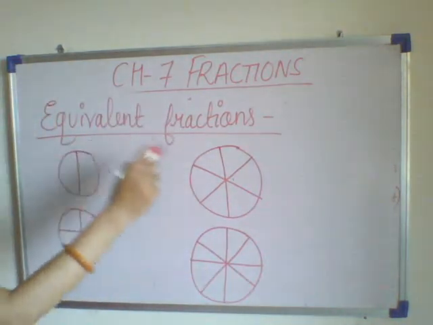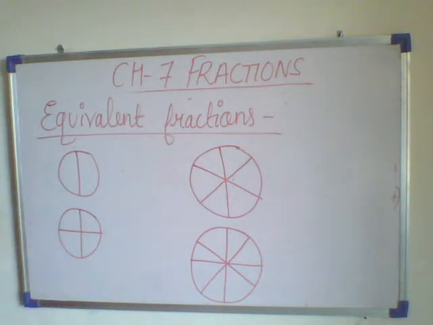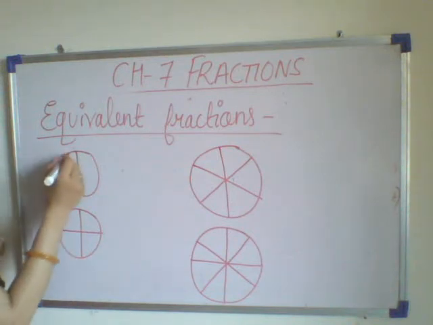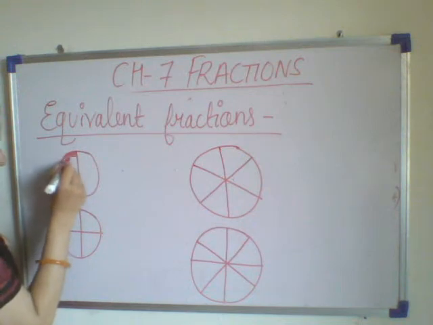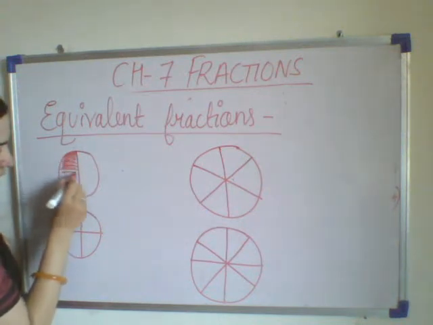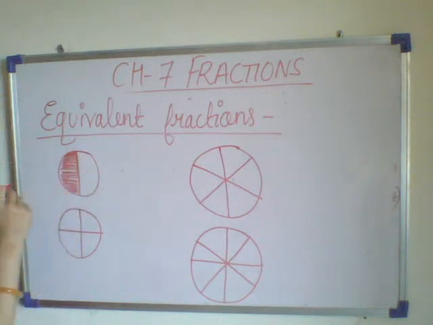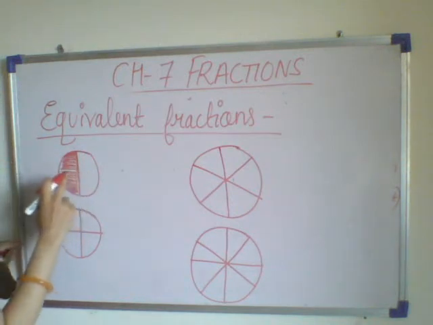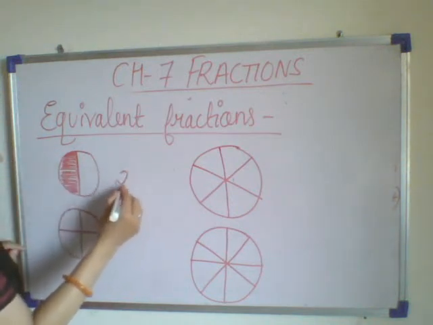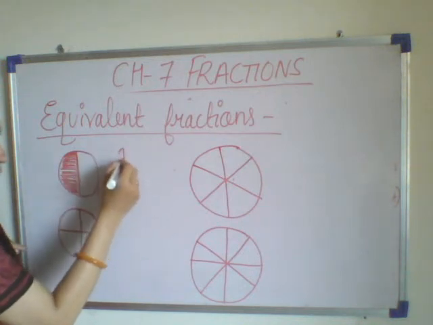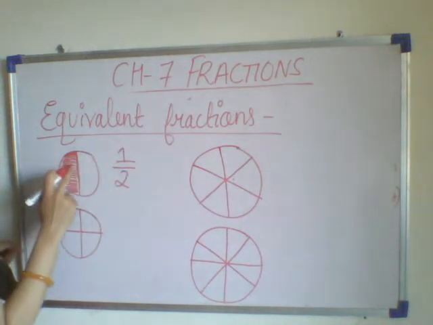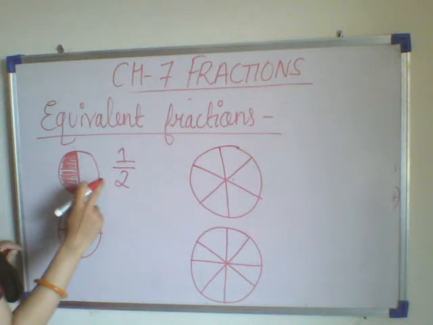I have drawn here 4 circles. So now I will be shading here one part. I am shading the one part of this circle. So how will I be writing the total number of parts? There are 2, and I have shaded one part of it. So I have written here 1/2.